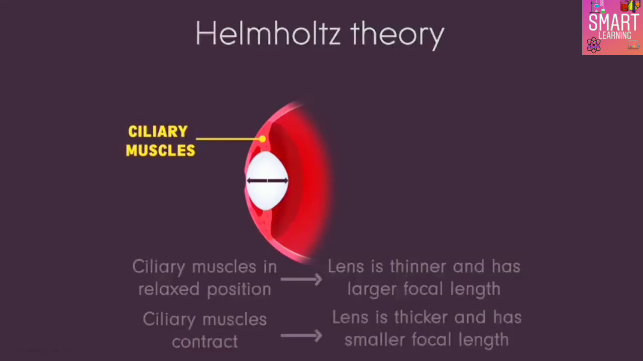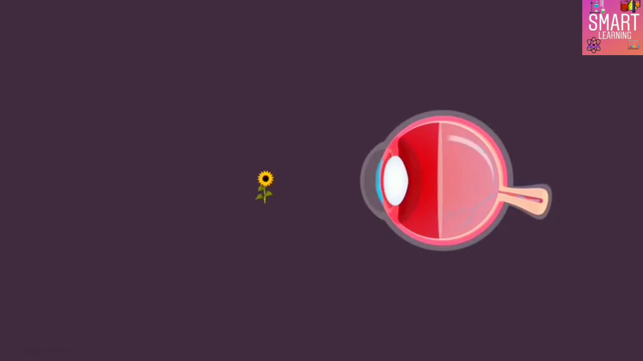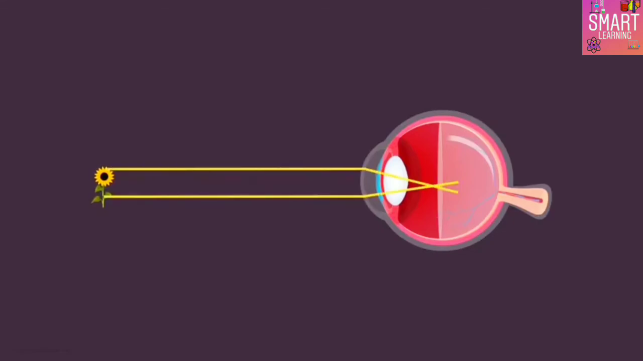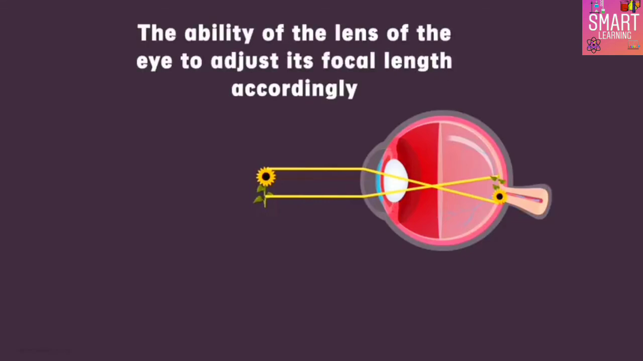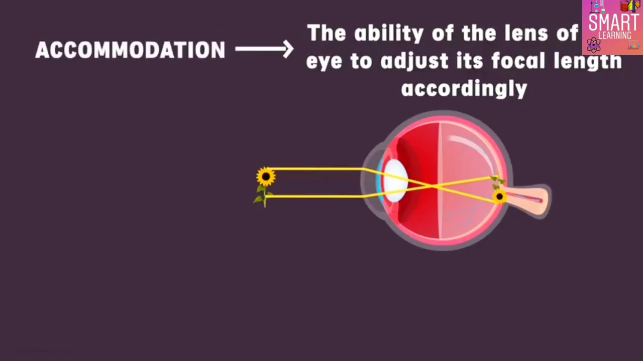So when the object is nearer, the lens increases its thickness to form the image on the retina. For a far away object, it becomes thin. The image is again formed on the retina. So that is the whole point: by adjusting its shape, the lens makes sure that the image always forms on the retina only, not in front of or behind the retina. The ability of the lens of the eye to adjust its focal length accordingly is called accommodation.